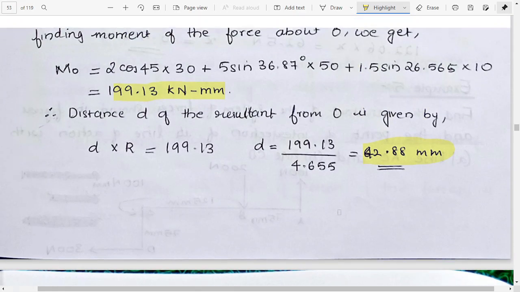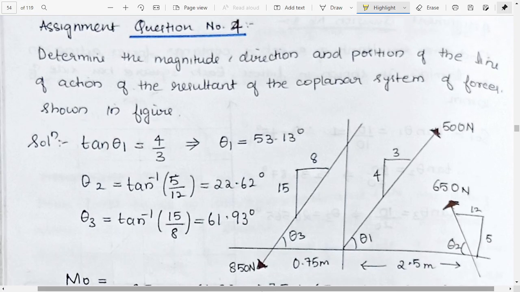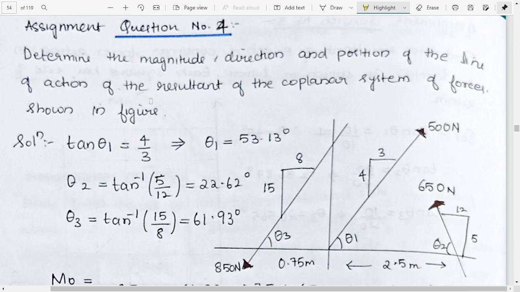Okay, so I hope you understood what I have taught. So let us move to the next question. In this we need to determine the magnitude, direction, and position of the line of action of the resultant of the coplanar system of forces shown in the figure.